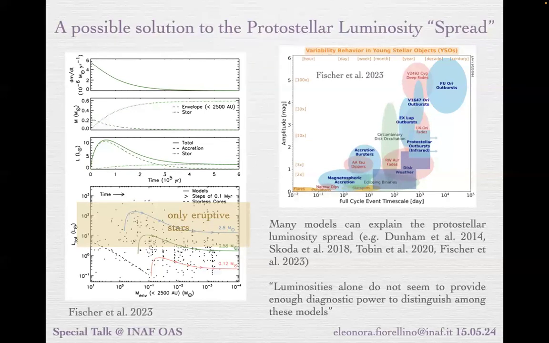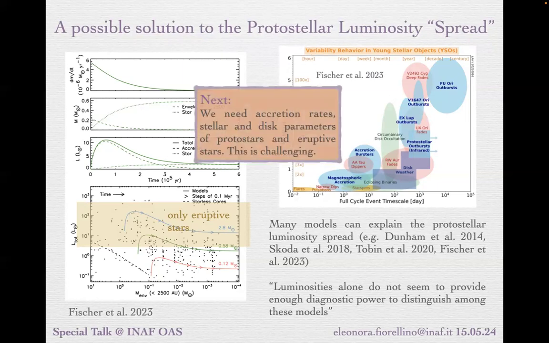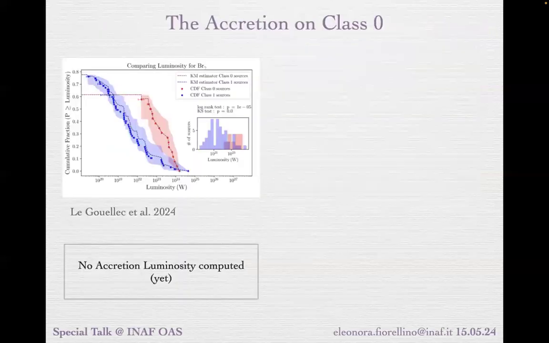We do have the problem that there are many different models that can explain this discrepancy, and we don't know which of them is true. Luminosities alone do not seem to provide enough diagnostic power to distinguish amongst these models. I'm using fancy words. So again, what we have to do is measure accretion rates and stellar parameters. This is extremely important.